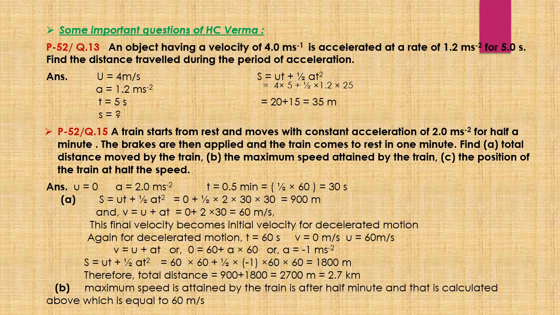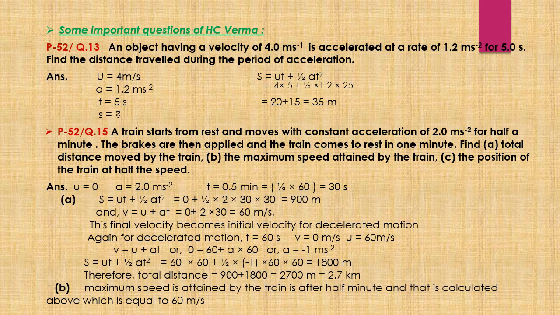Part A, s is equal to ut plus half at square, that is equal to 0 plus half into 2 into 30 into 30, that is equal to 900 meter. We will stop here, and then we will find v, that is equal to u plus at, means 0 plus 2 into 30, that is 60 meter per second. This final velocity becomes initial velocity for decelerated motion. Again, for decelerated motion, t is equal to 60 seconds, v is equal to 0, and u is equal to 60 meter per second.